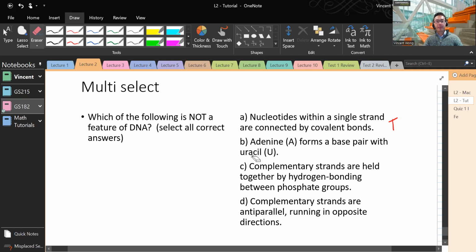Adenine forms a base pair with uracil. That's not correct. There is no uracil in DNA. It's supposed to be thymine. Complementary strand, that means the left strand and the right strand, are held together by hydrogen bonds between the phosphate group. That is not true, okay? Between the nitrogenous bases.